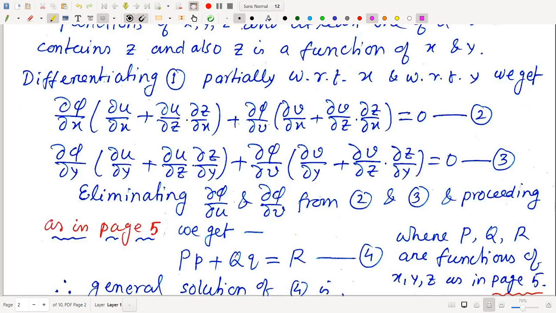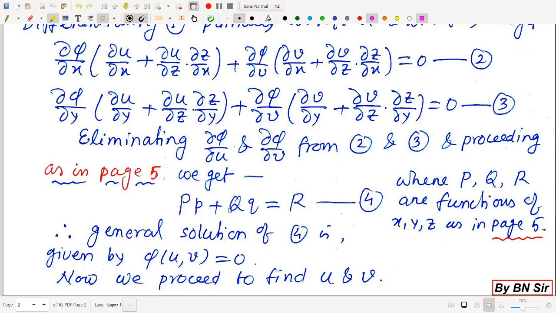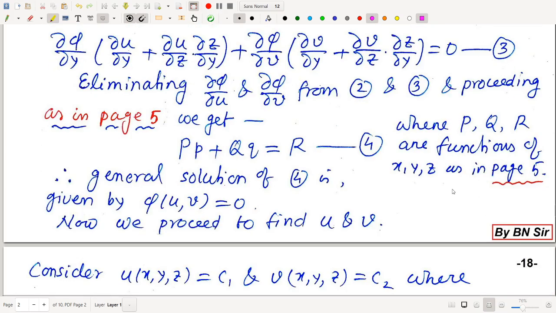Eliminating del phi by del u and del phi by del v from 2 and 3 and proceeding as in page number 5, we get capital P into small p plus capital Q into small q equal to capital R, where capital P, Q, R are functions of x, y, z as in page number 5. I am not repeating it, you can see. So therefore the general solution of this PDE number 4 is given by phi(u, v) equal to 0.